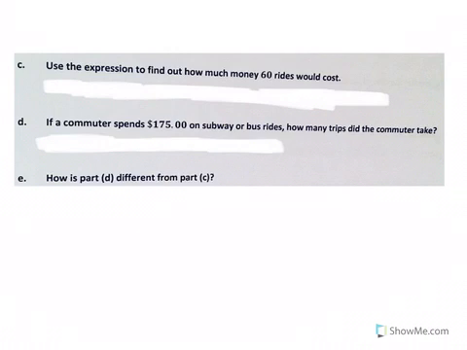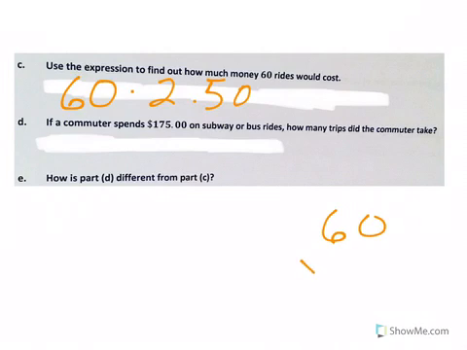All right, use the expression to find out how much 60 rides would cost. So we have 60 rides times $2.50. Apologize, I have some painters here at my house, so I got delayed and I'm wondering where I left off. Okay, so if we're going to do 60 times 2.50, I'm going to go ahead and move this decimal out of the way.